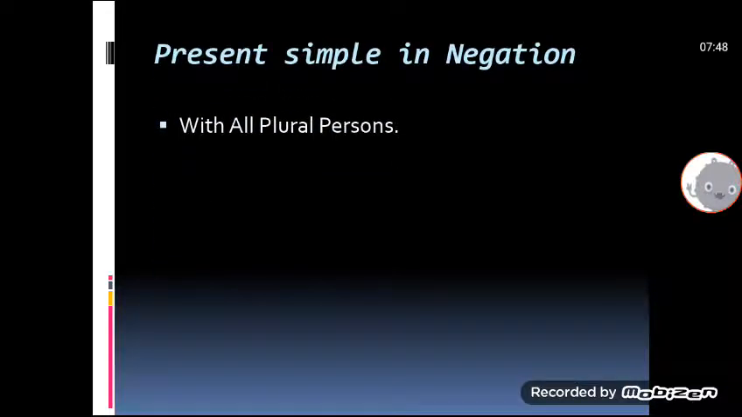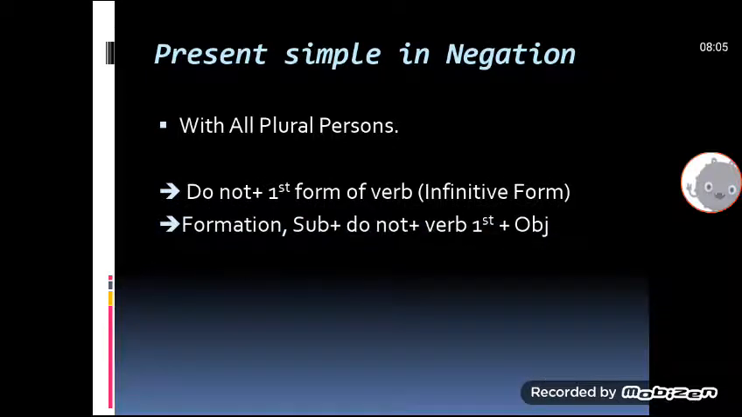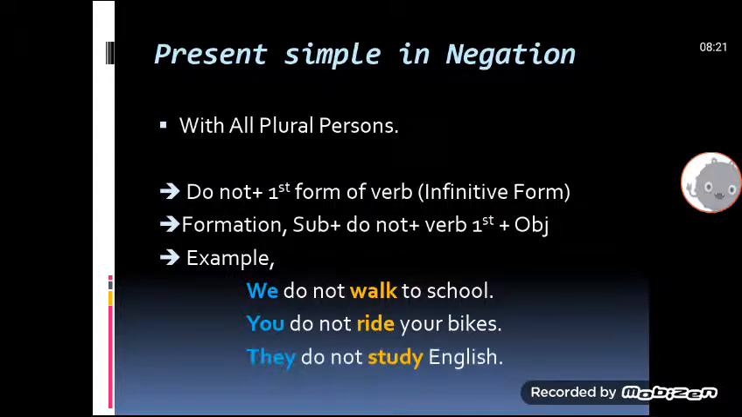Next, with all plurals, we are making negations with all plural persons. First person singular is done, second person singular is done, and now plurals. Do not plus first form of verb, infinitive form, and the formation will be subject plus do not plus verb first plus object. Look at the example. We do not walk to school. You do not ride your bikes. Clear? You, plural. And now they do not study English.